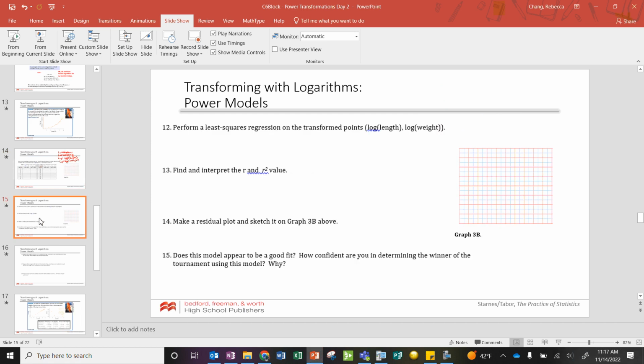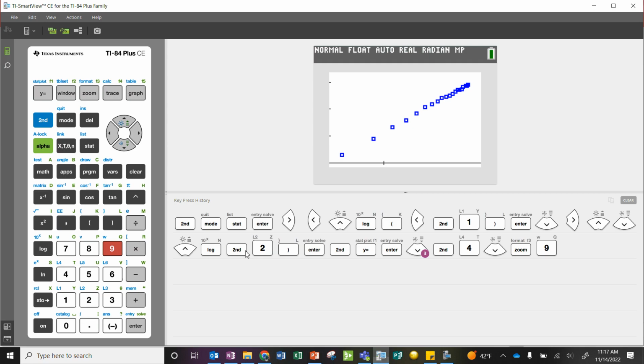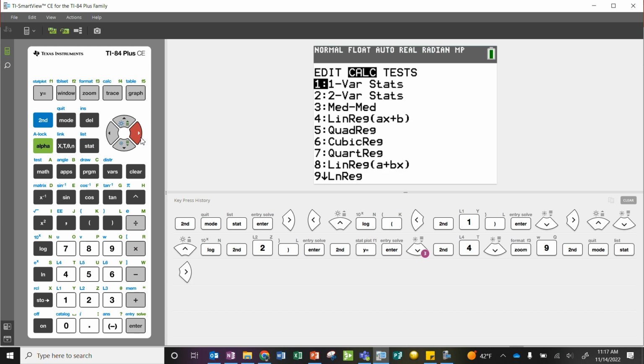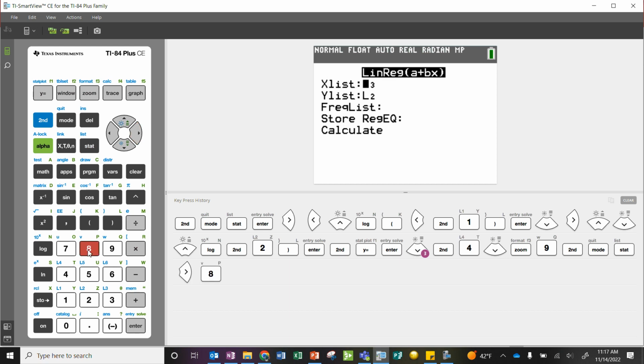And next thing, I want to perform a least squares regression on the transformed data points. So the log of length versus the log of weight. So I'm going to go back into my calculator, second quit to take me out to the home screen, and I want to go stat calc option 8. I want to do a linear regression of the log of the weights versus the log of the length.